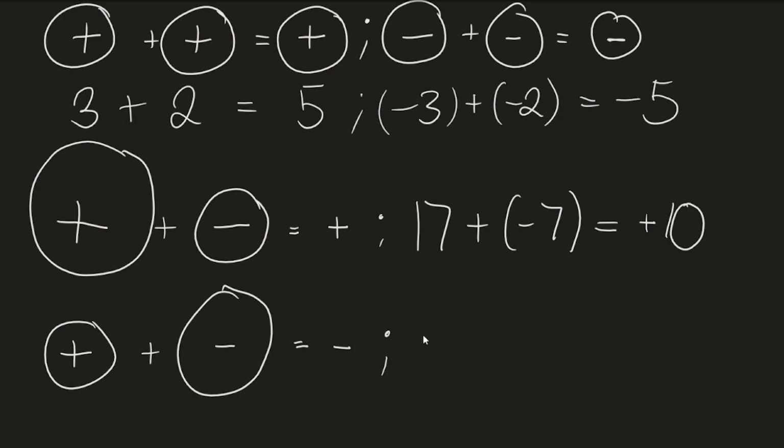What if now we have a larger negative? Let's say negative 27. The larger number of these two is 27. The sign is negative, so the sign of the sum is negative. Since they have different signs, we will find the difference of 17 and 27, and that is simply 10.